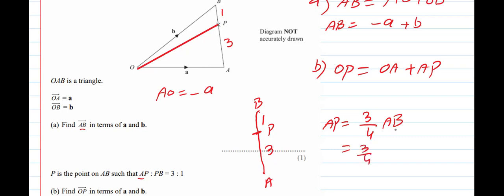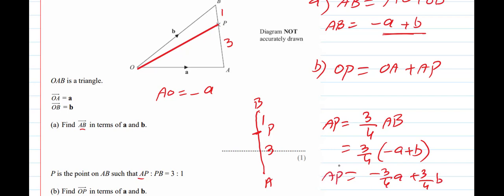3 over 4. Now what is AB? AB we just found here, because in terms of A and B we found AB already. So what will it be? Minus A plus B. Alright? So what is that going to be? Minus 3 over 4A plus 3 over 4B. So put this value of AP and OA in this one, and you will get your OP. What would that be?